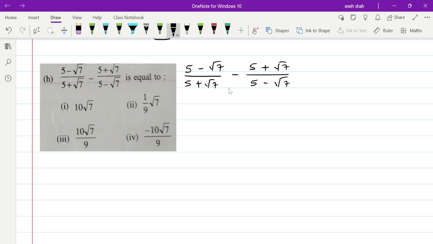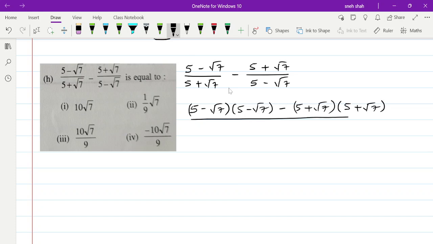in this way we will get (5 minus root 7) multiplied with (5 minus root 7) minus (5 plus root 7) multiplied by (5 plus root 7), whole divided by (5 plus root 7) multiplied by (5 minus root 7). In the next step, you may wish to multiply the brackets like in algebra. So, in that case, we will multiply this 5 with this full bracket, and then this minus root 7 will be multiplied with this full bracket, opening up the bracket just like in algebra. But here we have an alternative way also.